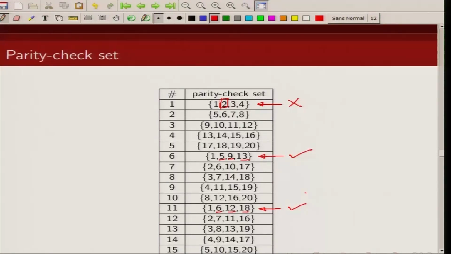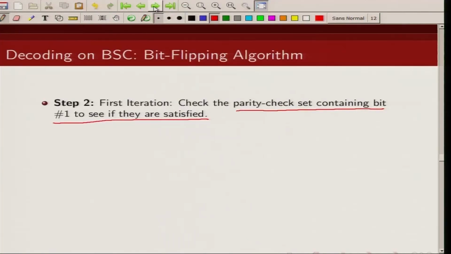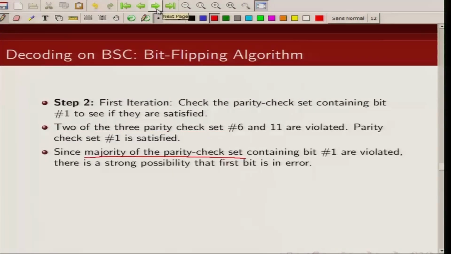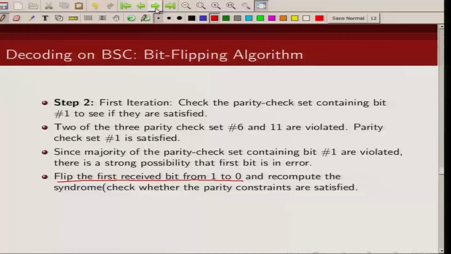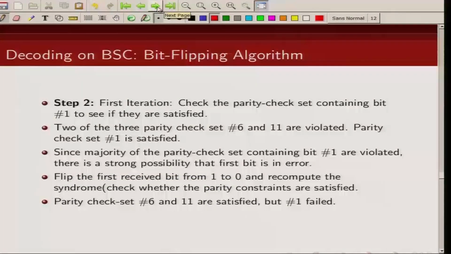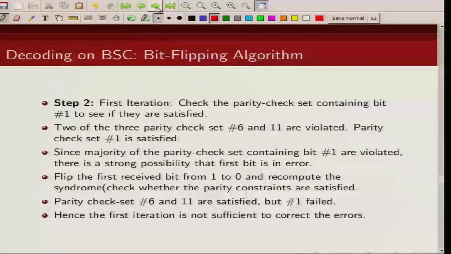So the first iteration is not enough to decode this bit, because a parity check set failed. There were 2 errors, so the first iteration is not sufficient to correct the errors. So then we will go to the next tier.